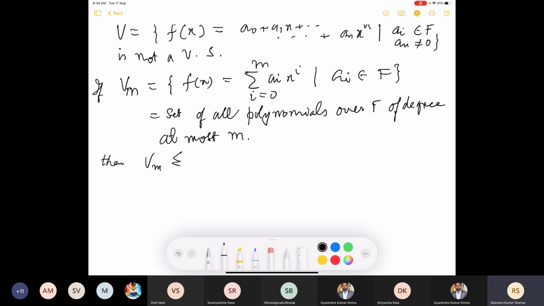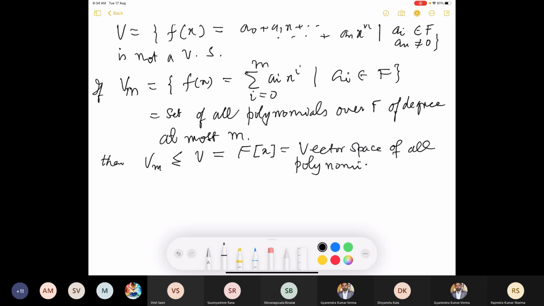Then V_m is a vector space of V, which is the vector space of all polynomials. F[x] is to denote the set of all polynomials. So this is the vector space of all polynomials over F in x.